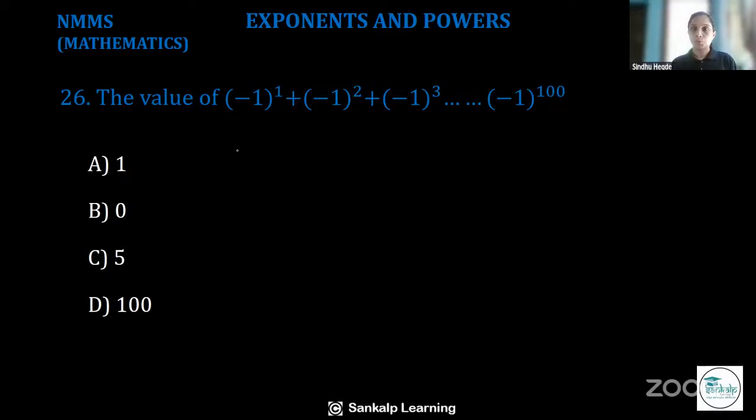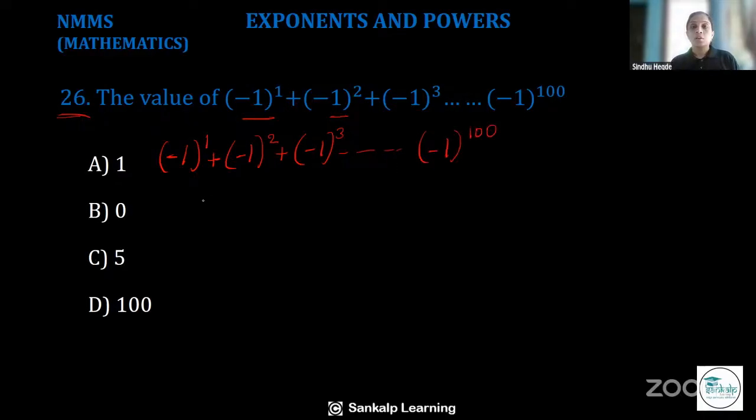Hello everyone, welcome to Sankalp Learning Solution. Let us see question number 26 of the chapter NMMS Maths, Exponents and Powers. The value of minus 1 raised to 1 plus minus 1 raised to 2 plus minus 1 raised to 3 up to minus 1 raised to 100 is option A 1, option B 0, option C 5, option D 100. So here the given expression is minus 1 raised to 1 plus minus 1 square plus minus 1 raised to 3 and so on up to minus 1 raised to 100.